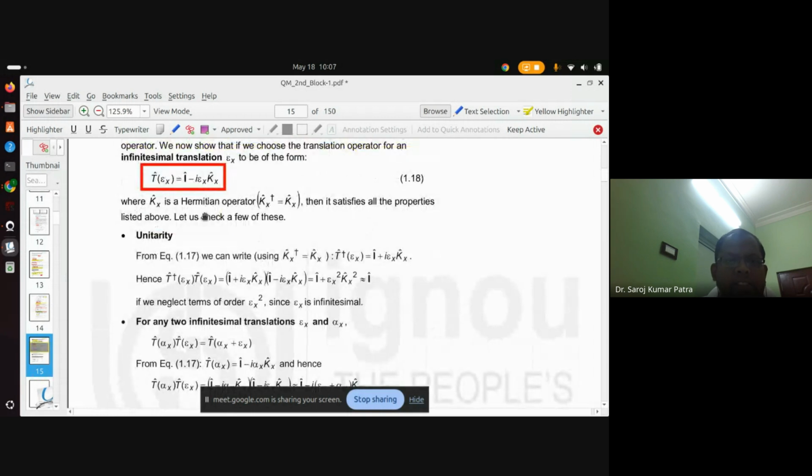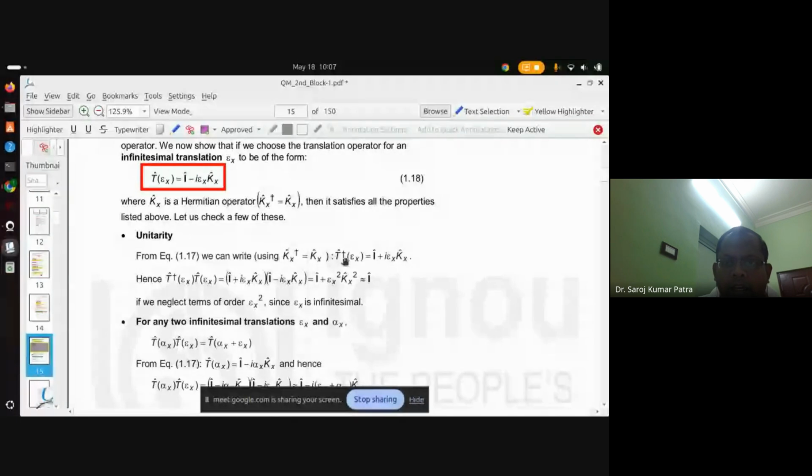So where kx is a Hermitian operator, so unitary, it has to be unitary. From equation 1.17 we write kx dagger is equal to k. So T dagger is equal to I. So T dagger will be what? I will become minus I, right? All of you know that. I will become minus I. Here I dagger will be equal to I, and kx dagger is equal to kx because we already have chosen a Hermitian operator.